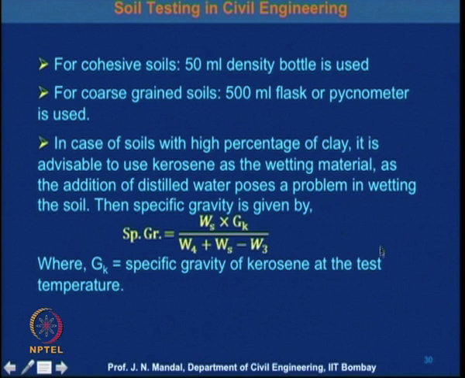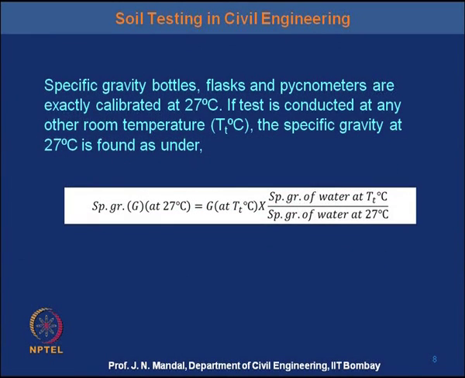Then specific gravity is given by the equation: specific gravity is equal to Ws into Gk divided by W4 plus Ws minus W3. Here Gk is the specific gravity of kerosene at the test temperature. So, from this equation also you can determine the specific gravity of the soil.